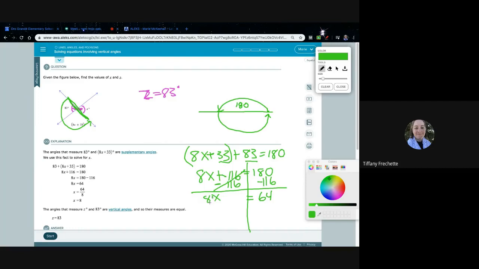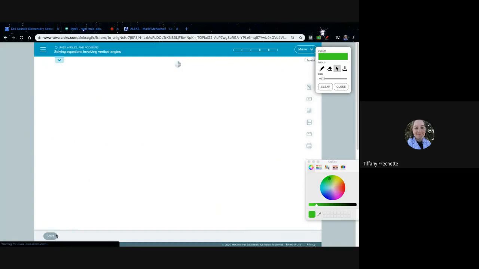And then what they're doing is dividing by 8 on both sides to undo this multiplication here. So 8 divided by 8 becomes 1. So x drops down by itself, and we have 64 divided by 8, which is 8. They're not showing you the full step on each one, but that's exactly what they're doing here. All right, so let's go ahead and clear this, and we're going to give this a try.